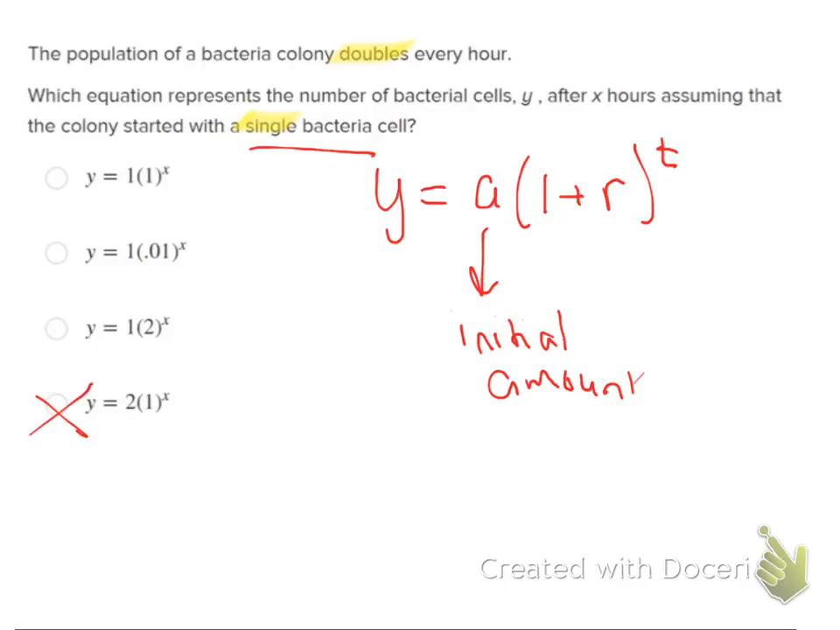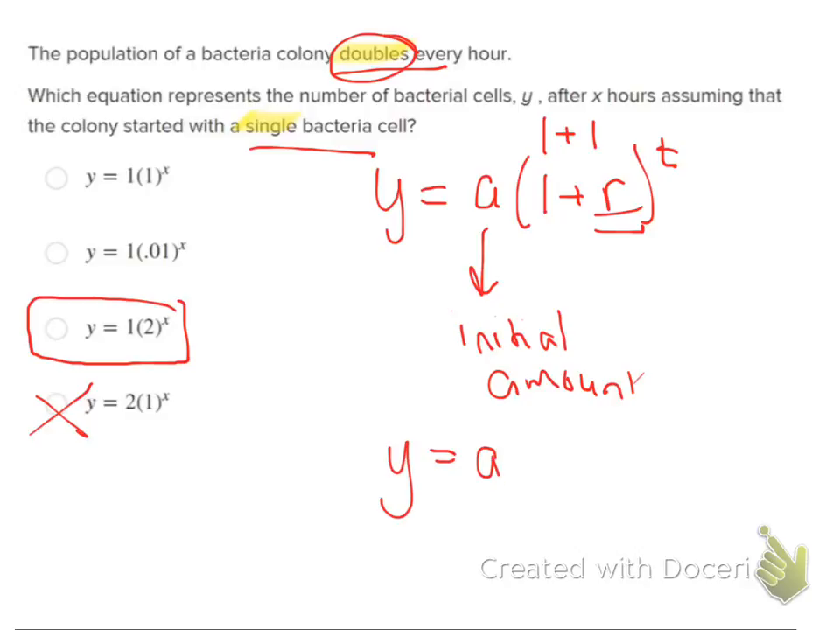Okay, now it says it doubles every hour. That means it increases by 100%. So that's 1 plus 1, or 100%, which would give us a 2, which makes sense because it's doubling. So our answer here is letter C, 1 times 2 to the x power. So when you see something that does not have a rate, instead of using this formula here, you can actually just revert to that basic geometric.